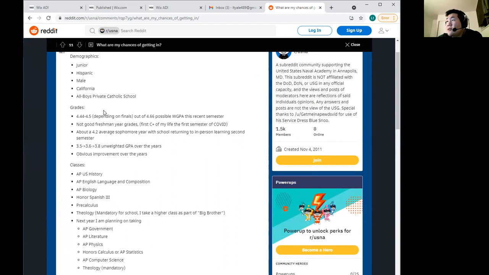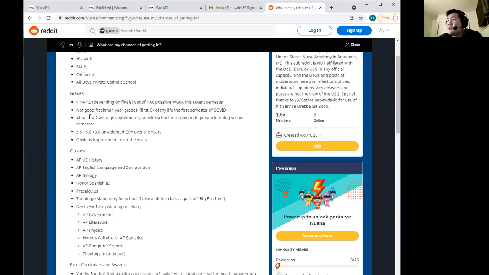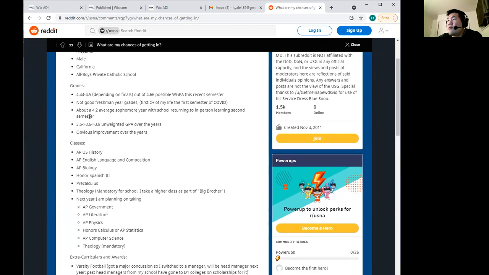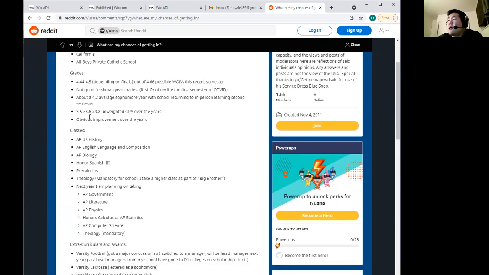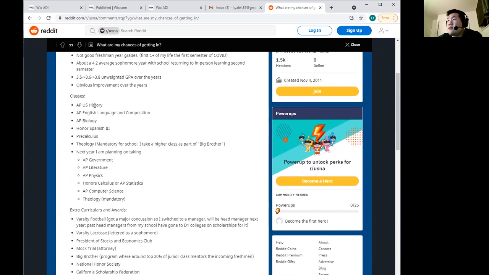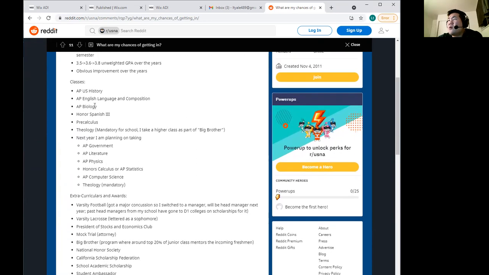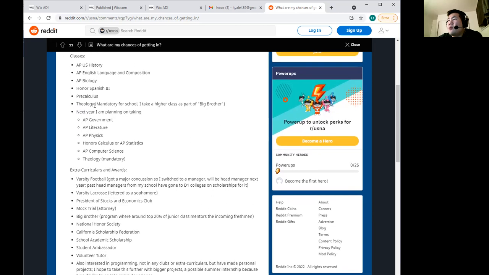Grades, I guess they have a 5.0 GPA scale. Where I went to school was a 4.0. There's no way you can have over a 4. Obvious improvement over the years, so they understand the importance of continuous improvement. Looks like they're taking some challenging courses. They're bilingual.